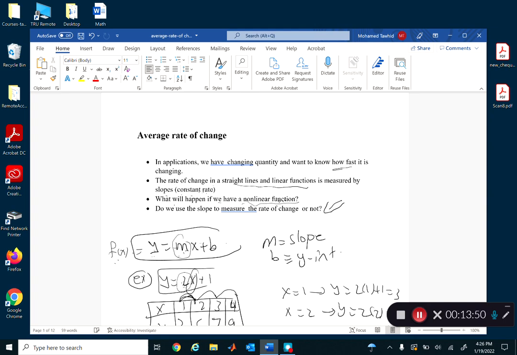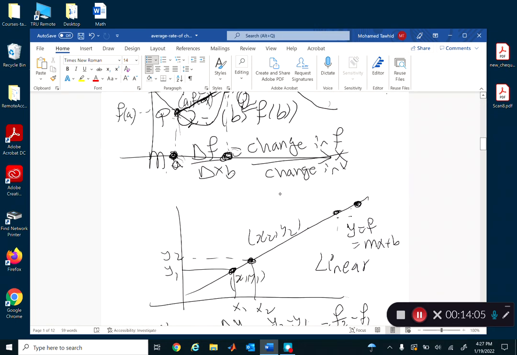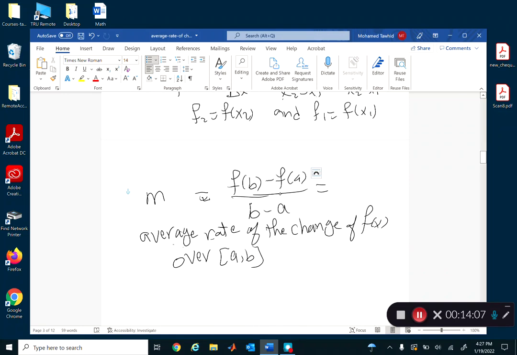If you take any 2 points on a nonlinear graph, you get an average rate of change, and this will change. Later I'm going to show you how to get the slope in order to measure the change. But now let us give some examples. Here is the formula.